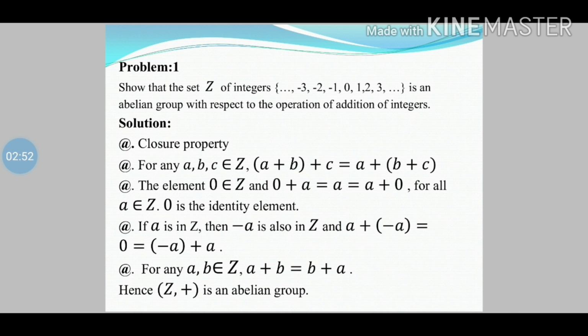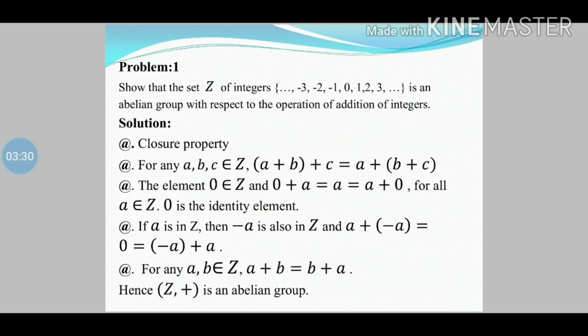First one is the closure property. That is, if we take any two elements from Z, then adding them, the sum must be in Z. This property is trivial because if we take any two integers and add them together, the resulting element must be an integer. The second property is the associative property, as we mentioned in the previous slide. That is, if we take any three integers a, b and c, then (a plus b) plus c is equal to a plus (b plus c).